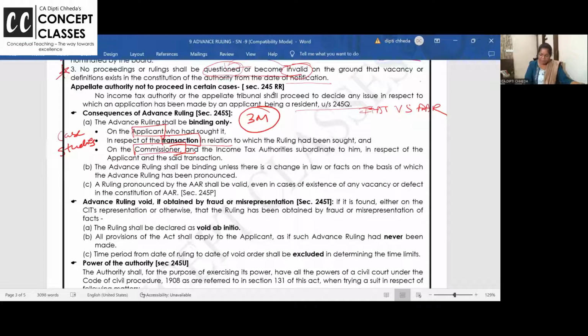Advance ruling shall be binding unless there is a change in law or facts. Sometimes retrospective, if there are changes in the data, it might change. A ruling pronounced by the AAR shall be valid even in case of existence of any vacancy or defect in the AAR. Same point, you can put an arrow. Ma'am, I doubt that this ruling is invalid, or I have a question on this ruling because the board is not proper. What you said, that's none of your matter. They will look and it is binding.